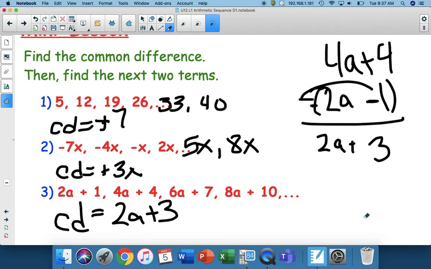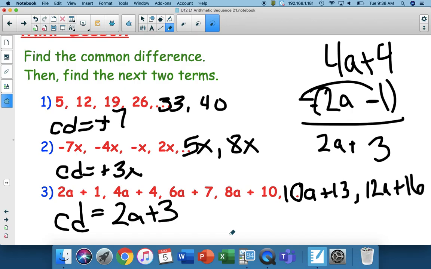So the next term is going to be 8a plus 2a, which is 10a. Oh, sorry about that. Let's erase that. Fix that. My apologies. Try that again. So 10a. And 10 plus 3 is 13. Then after that, we're going to have 10a plus 2a, which is 12a, and 13 plus 3, which is 16.